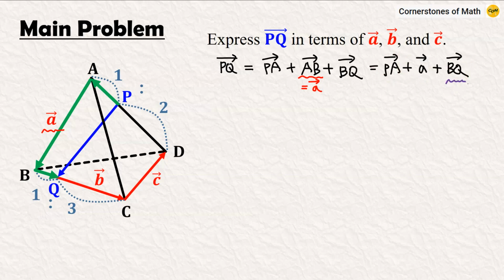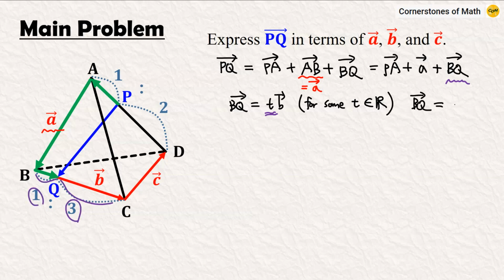Let us actually start with vector BQ first, because you can easily notice that this vector BQ is parallel to this vector B. This means that vector BQ can be expressed as a scalar multiple of vector B, that is, vector BQ equals t times vector B for some real number t. So what is the value of this t? Well, since the ratio BQ to QC is 1 to 3, this vector BQ equals 1/4 of vector B.